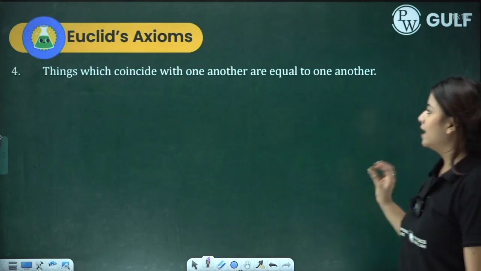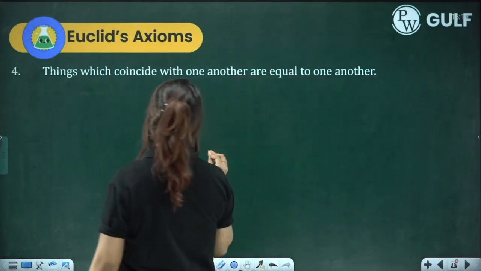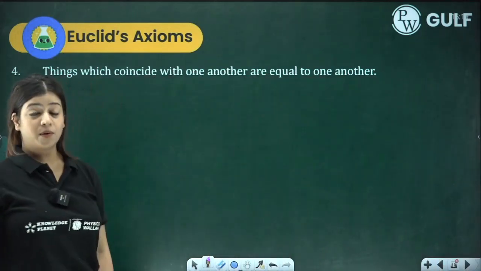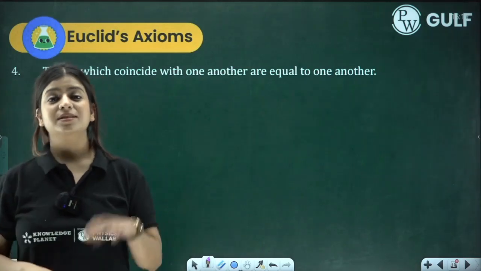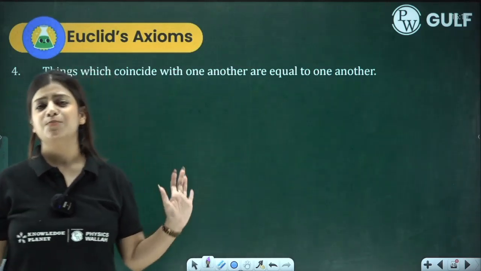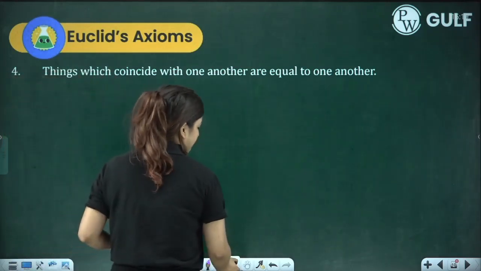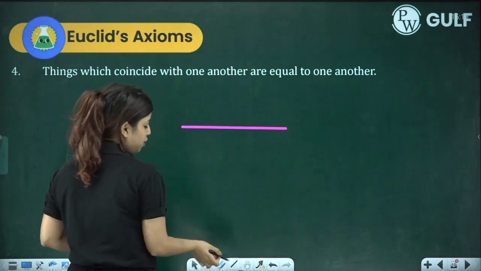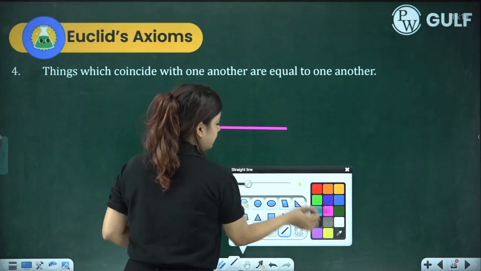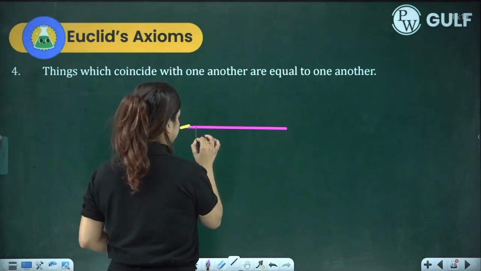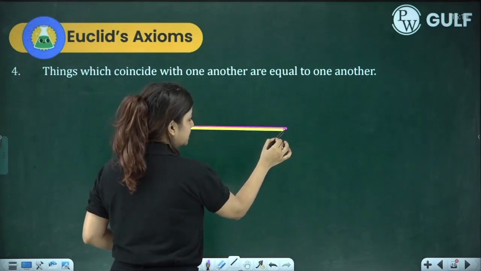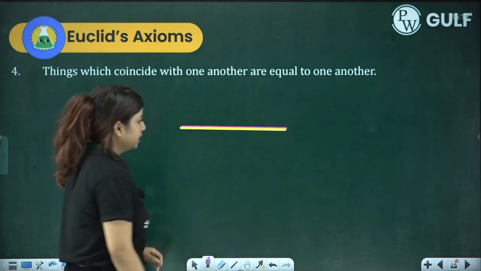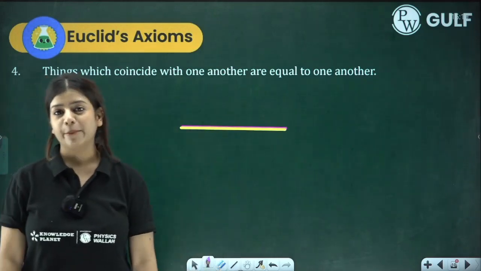The next is, things which coincide with one another are equal to one another. What does coincide mean? Where the starting and the end point is the same. For example, if I draw a line, for example, this is a line of 8 centimeter. Then let me draw one more line like this. As we can see, it is coinciding. What does coinciding mean? Overlapping.